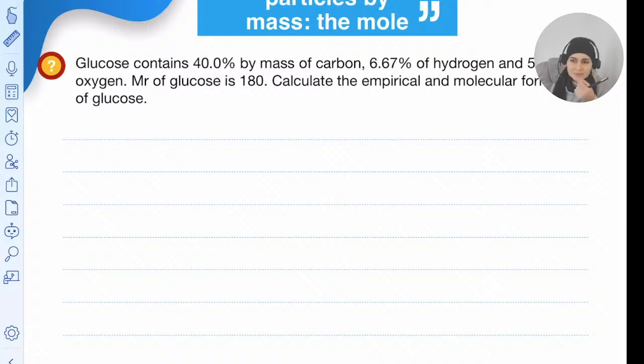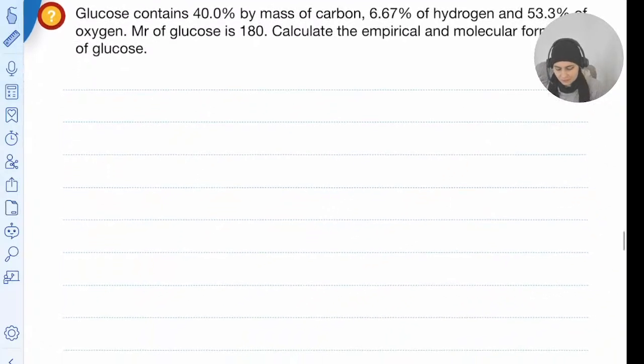So it doesn't matter whether they give you percentage by mass or masses of elements, because if they give percentage, we can just say, let's assume we have 100 grams of the substance, right? I'm still blocking the view, so there is nothing I can do about it. Just trust me, there is 53.3%. Okay, so what I do is first I find the empirical formula.